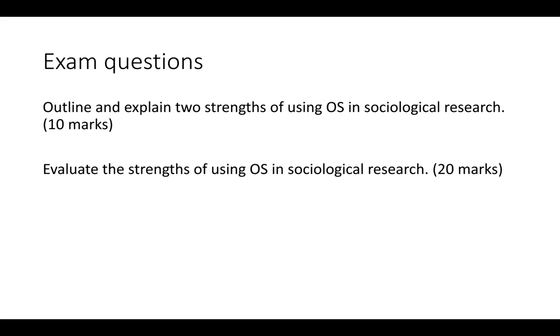Then, evaluate the strengths of using OS in sociological research. Now here what you need to do, because you're evaluating the strengths, you would need to do the same structure of practical, ethical, theoretical, but make sure you focus on the strengths. And then when you're evaluating the strengths, you would say this strength, however, is offset by this weakness, or this strength is not as significant because there is this problem with it. So representativeness is a great advantage for all of the reasons discussed. However, the British Crime Survey may lack representativeness because it has a small sample size. That kind of paragraph structure.